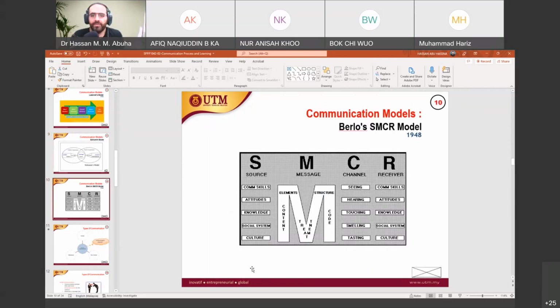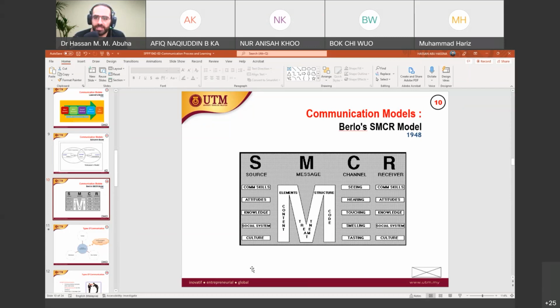Okay. Now the final model, Berlo's SMCR model. Now this model claims that there are four main variables, which are S, shortcut for source, M for message, C for channel, and R for receiver. All right. So if you can see, guys, all the models have almost the same variables, but with different terms. That is why you need to be careful and you need to understand each model so that you can differentiate between these models.